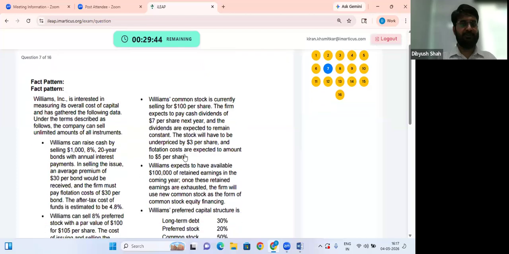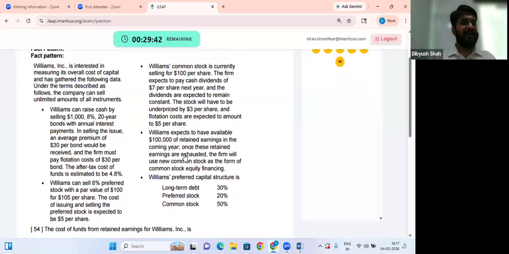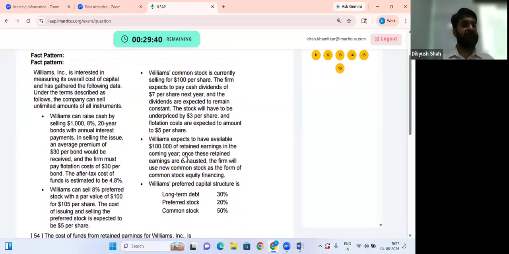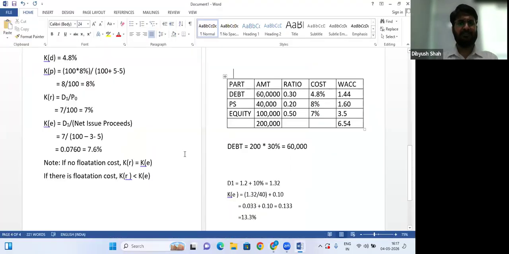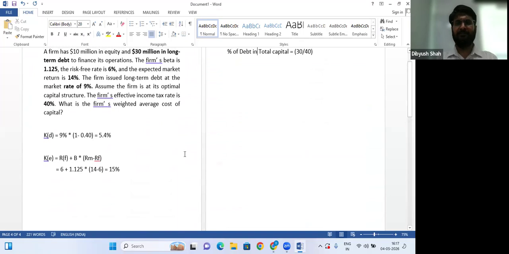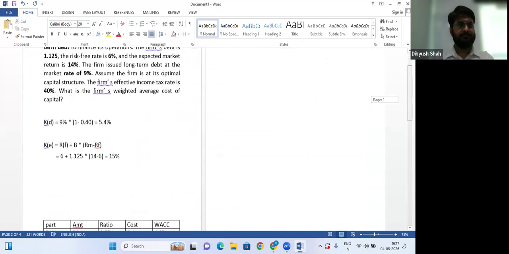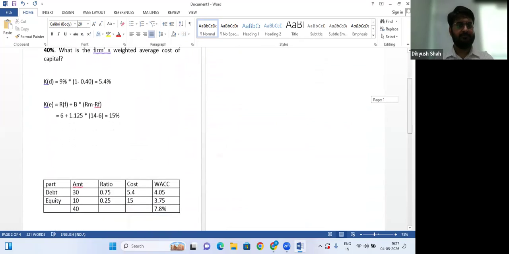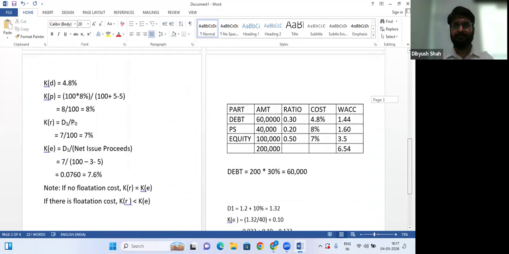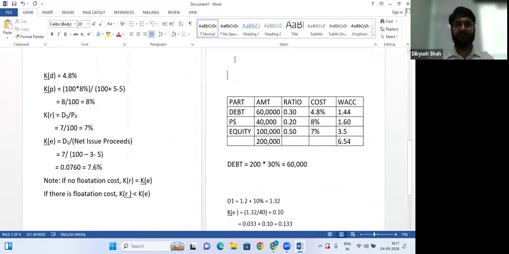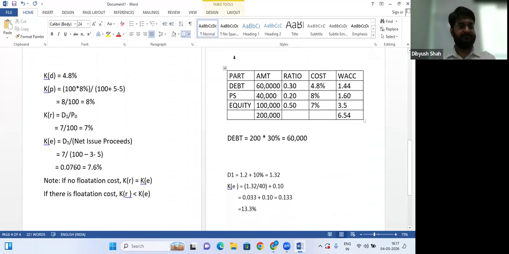Again, see this Williams question. What are they asking now? They are asking what is the cost of funds from retained earnings. We have calculated it now. This is already calculated. In the previous question, I did calculate, right? In the second question, cost of funds from retained earnings was 7%.